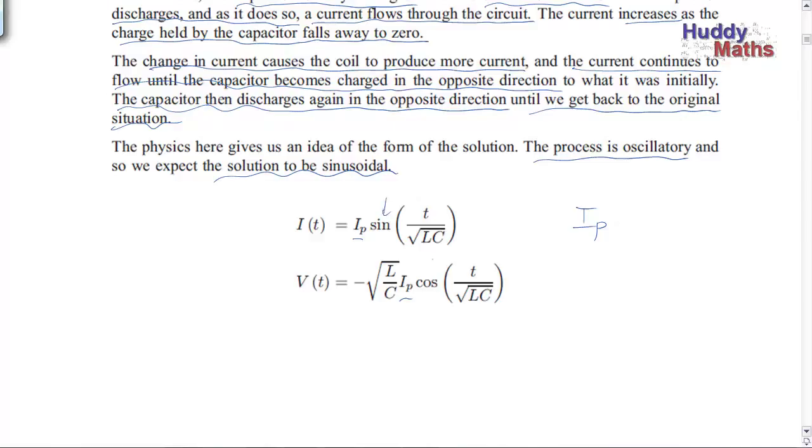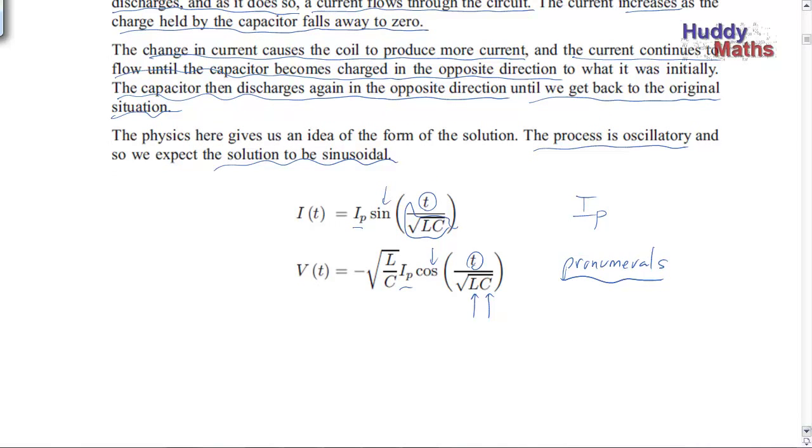And sine and cos, and then an angle here, and something in front of the angle. So can you see the similarities? What we're going to do now is see if we can do some maths on these two functions. Don't get frightened by the pronumerals. Although there's a lot of them here, they just stand for numbers, and they describe some properties of the circuit and the properties of the coil and the capacitor. So they just sit there. Don't worry too much about them. Okay, let's come down and see what we can do.